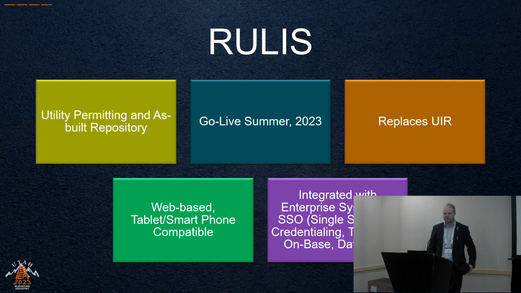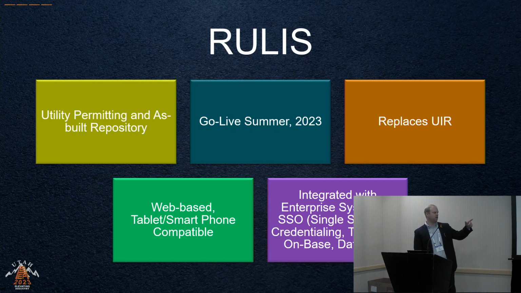So RULIS, this first phase of it that we released July 24th, 2023, is the utility permitting and as-built repository. So that's really where, for the last 2-3 months, we've been delving in. We have Ricardo here with the project team on our consultant side. How many permits did you say we've had submitted in those 2.5 months? 5,000 or 6,000 permits in the last couple months. So just to give you an idea of what's going on.